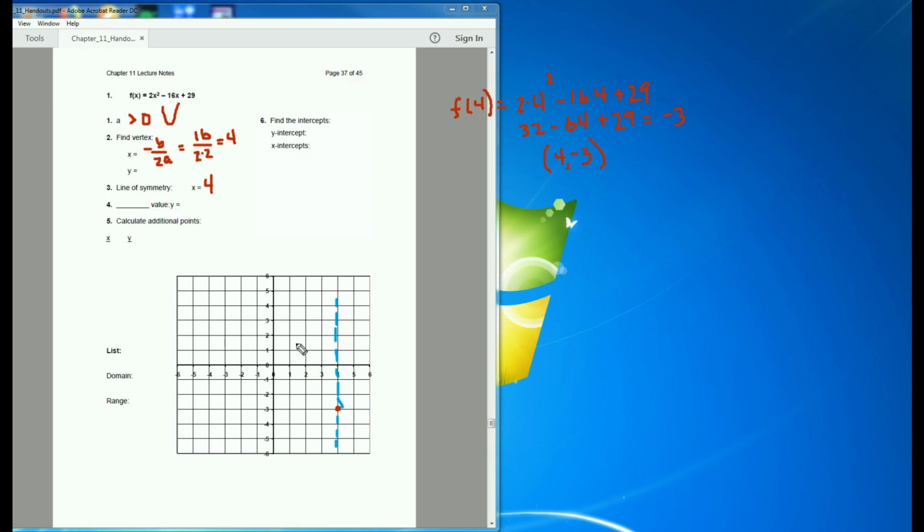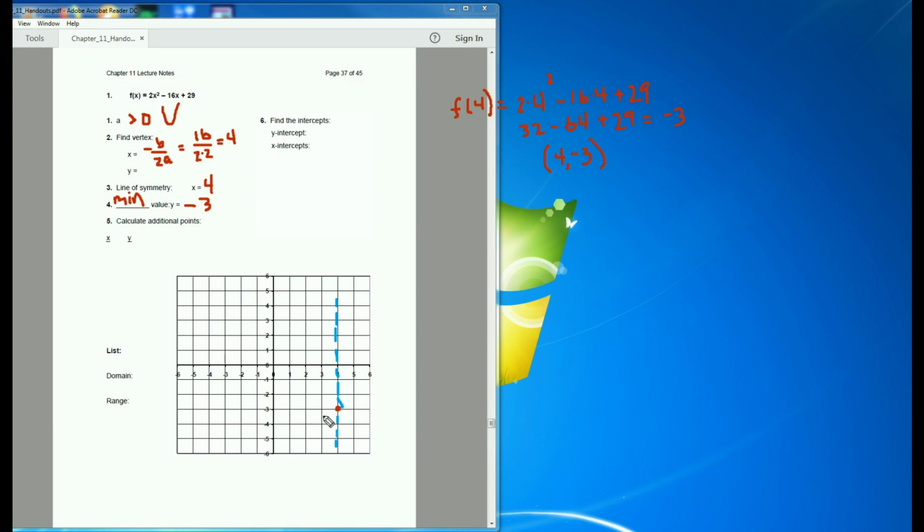All right, and again, because it's going to open up, that is going to be a minimum value there. And the minimum value is the y value at the vertex, which is -3.